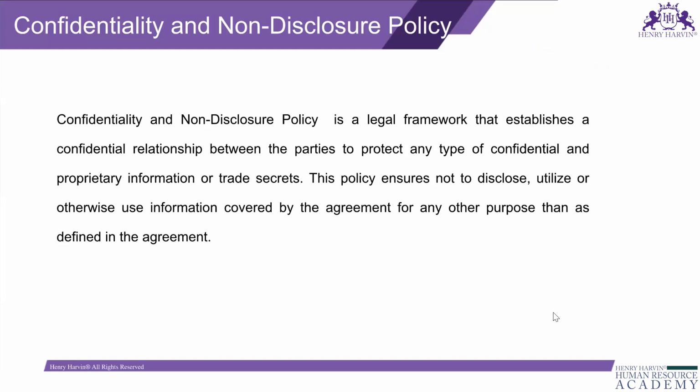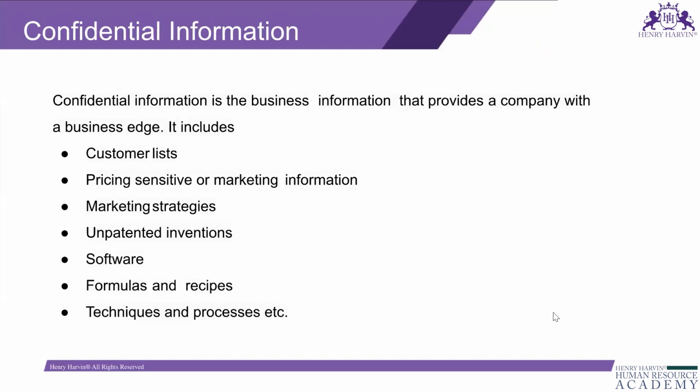Okay, so that is the confidentiality and non-disclosure policy between two parties. The next is confidential information. Confidential information is the business information that provides a company with business edges. It includes customer list, pricing sensitivity or marketing information, marketing strategy, patent invention, software, formulas and recipes, techniques and processes. So here they have given a few confidential information items of a business organization.